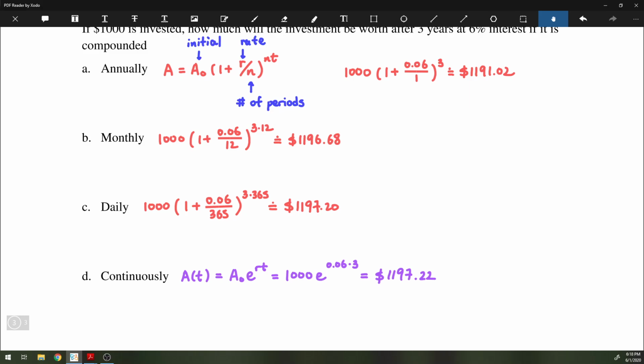Okay. So that is it for exponential growth and decay. And it really goes to demonstrate how the number e is very useful in this kind of question. That is it for today. Thank you for listening.